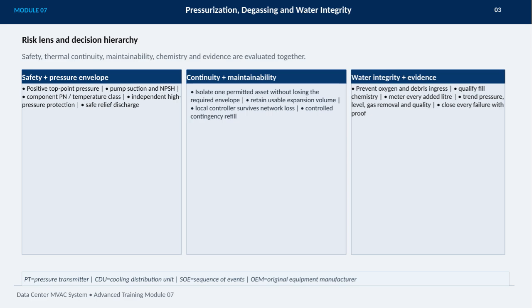Next, we emphasize continuity and maintainability, which involve isolating individual assets without compromising the system, preserving usable expansion volume, ensuring local controllers can operate independently, and managing controlled contingency refills. Finally, water integrity and evidence are vital. This includes preventing oxygen and debris from entering, qualifying fill chemistry, metering every liter added, monitoring pressure, level, gas removal, and quality trends, and conclusively addressing every failure with documented proof. These integrated factors together maintain a safe and reliable MVAC system environment.